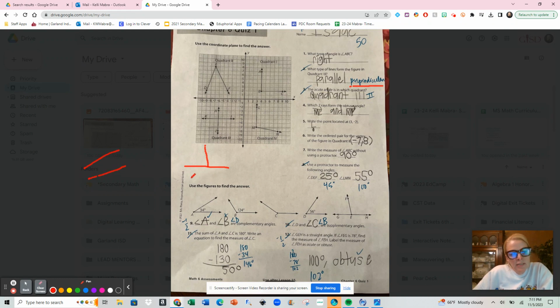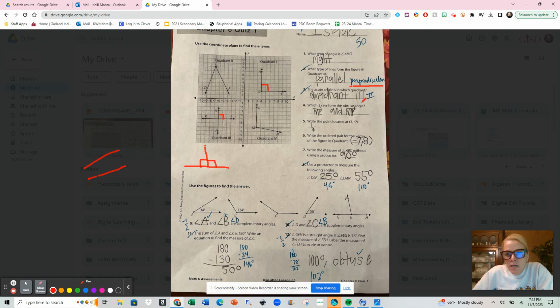Okay. Parallel is going to be like a train track, and perpendicular is going to be like a corner. So it's got those 90-degree angles. Anytime that you can make that 90-degree angle, you know that it could possibly be a perpendicular line.